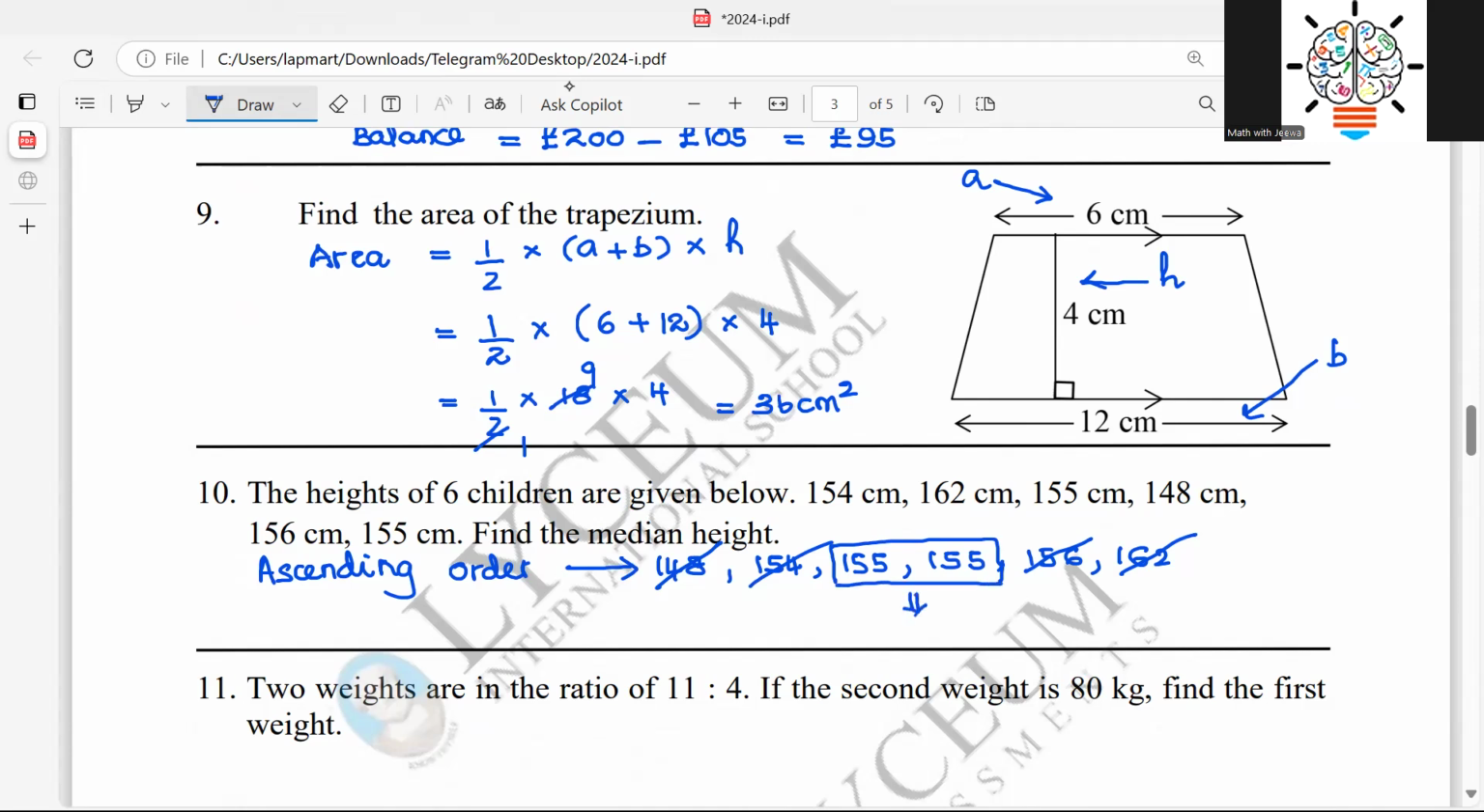We add them together, right? 155 plus 155, divided by 2. When you add 155 and 155, it gives me 310. That 310, when I divide by 2, gives me 155. So the median will be 155.